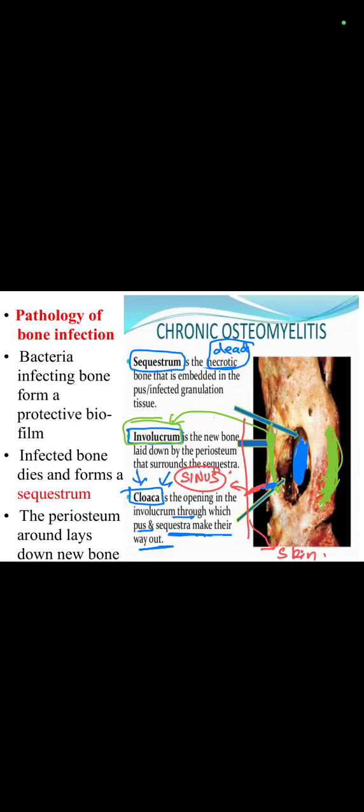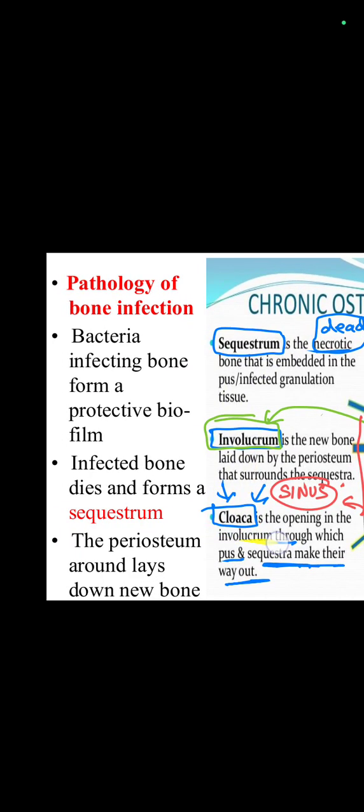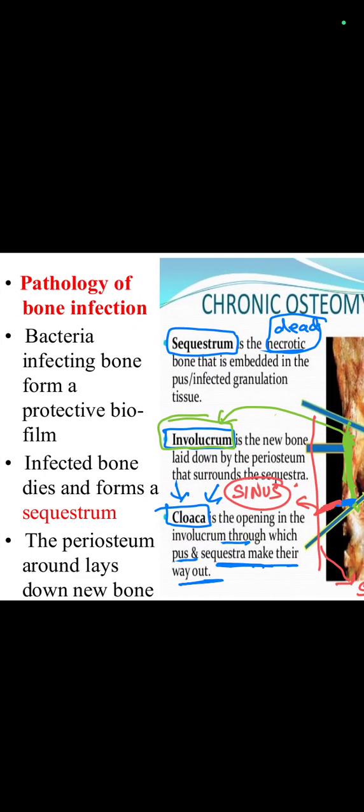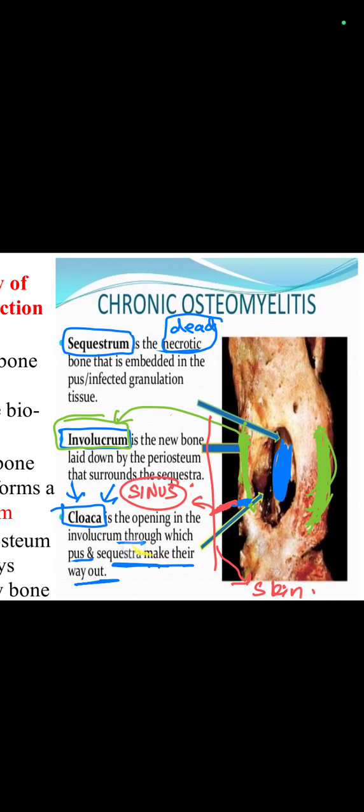The next slide is chronic osteomyelitis. Here we see bacteria infecting bone form a protective biofilm. Then the infected bone dies and forms a sequestrum. The periosteum around it lays down new bone. Sequestrum is necrotic bone embedded in pus or infected granulation tissue, with involucrum and cloaca. Sequestrum is dead necrotic bone, involucrum is the new bone that forms, and cloaca is the opening through which drainage of the bone occurs.